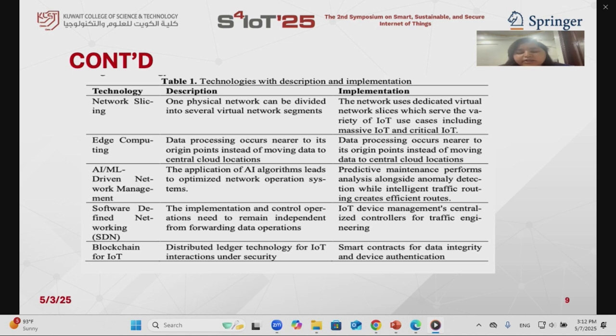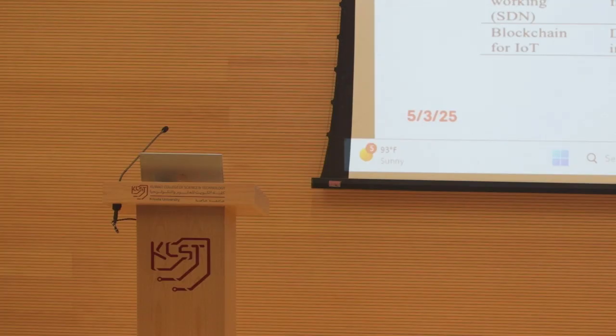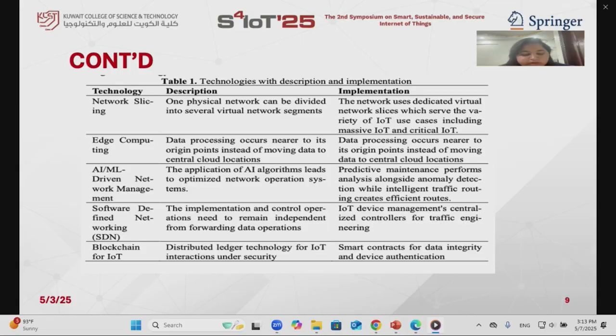In this implementation, IoT devices manage the centralized controller for traffic engineering. The last one is blockchain for IoT. In the blockchain, distributed ledger technology is used for IoT interaction under security, and for the implementation, smart contracts are used for data integrity and device authentication.